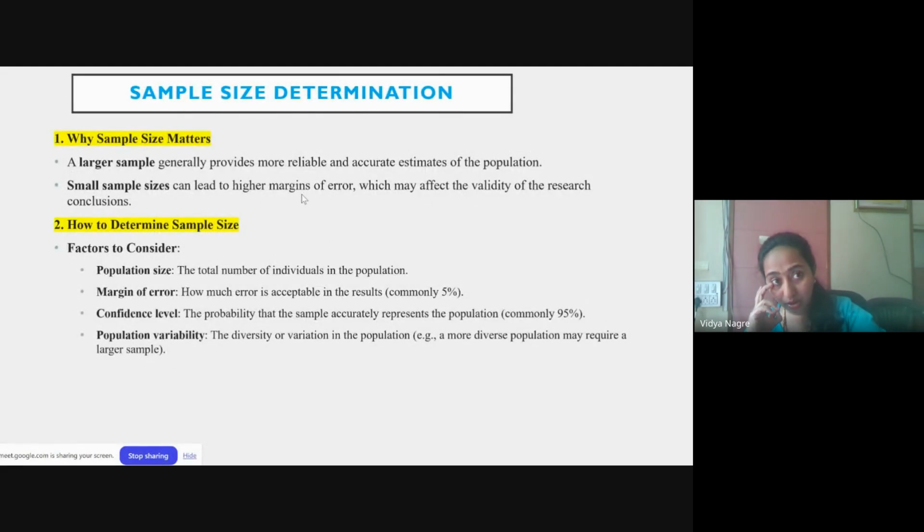Okay, now how to determine the sample size, or why sample size matters? A large sample generally provides a reliable and accurate estimate of the population. So that's why we always have to target a bigger sample, like 100, 500, 1,000 and so on. If you choose only 5, 10 or 15, then you won't be able to reach a conclusion.